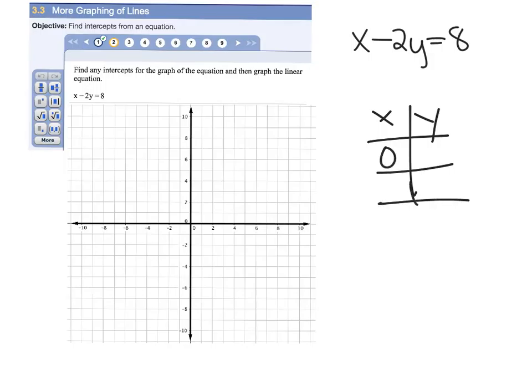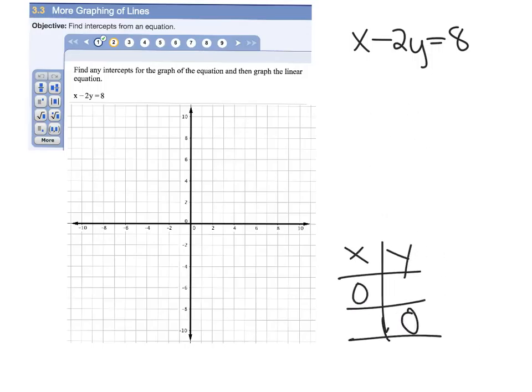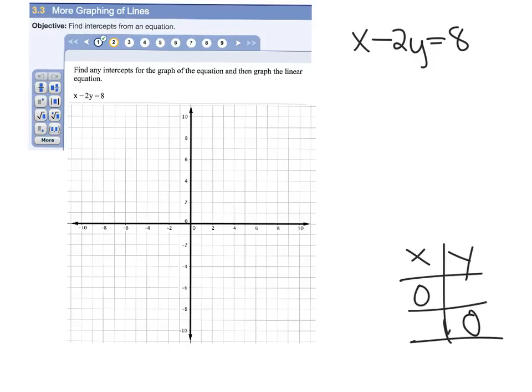One where x is 0, and then one where y is 0, and of course we're expected to find the other one. So here's the table. I'm going to put it out of the way for a second. And so let's do it. So x is 0, minus 2y is equal to 8, because I'm letting x be 0 and then calculating y.